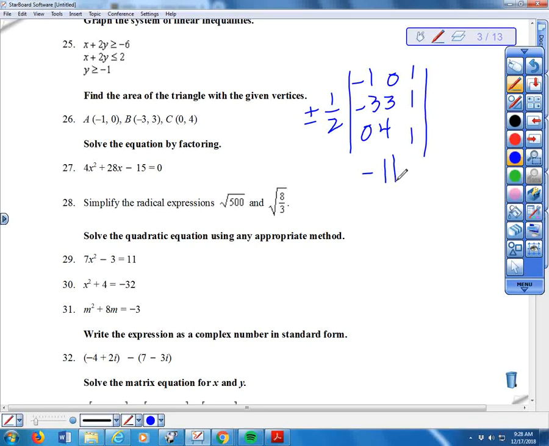And then I'm going to check my matrix real quick. -1, 0, 1. -3, 3, 1. And 0, 4, 1. -11. So when I take plus or minus 1/2 of that, the plus or minus just means the area can't be negative. So really it's the same as the absolute value. So if I take this divided by 2, I get -11/2, but it's really positive.